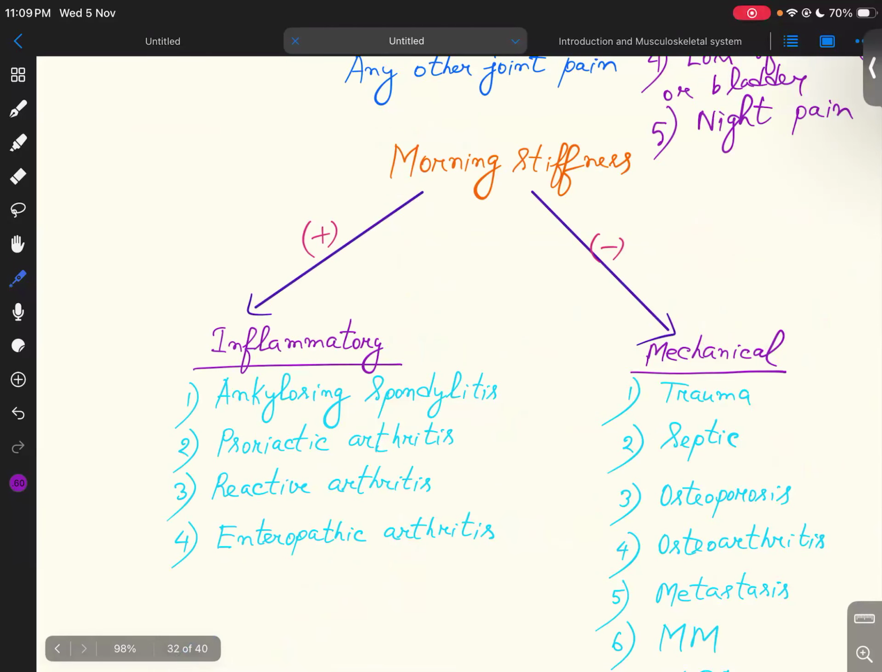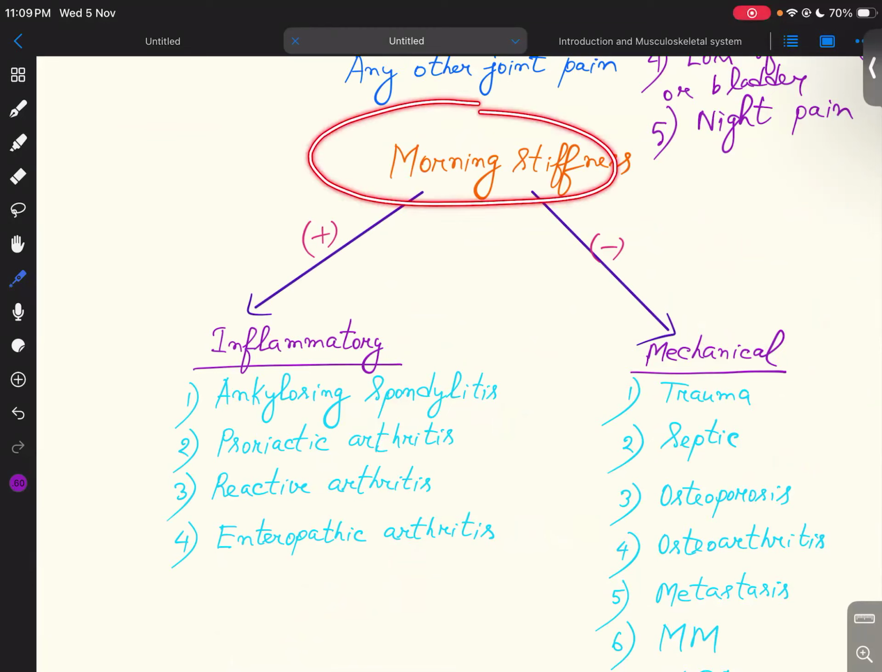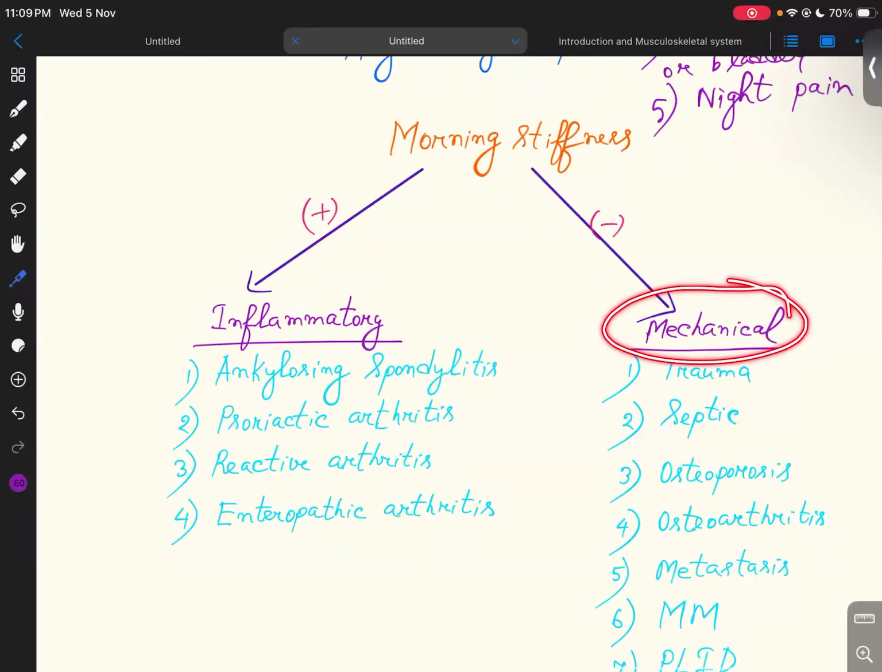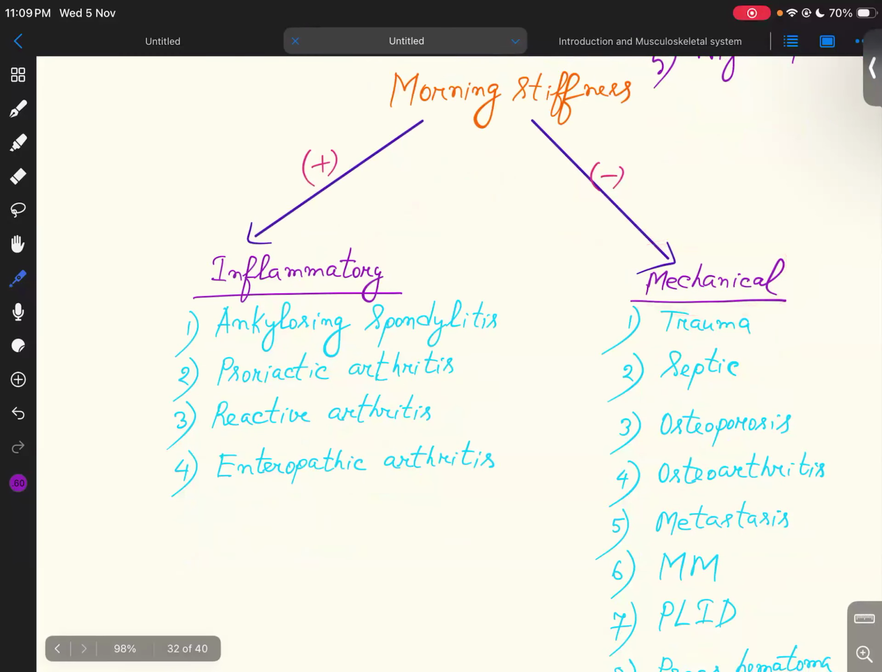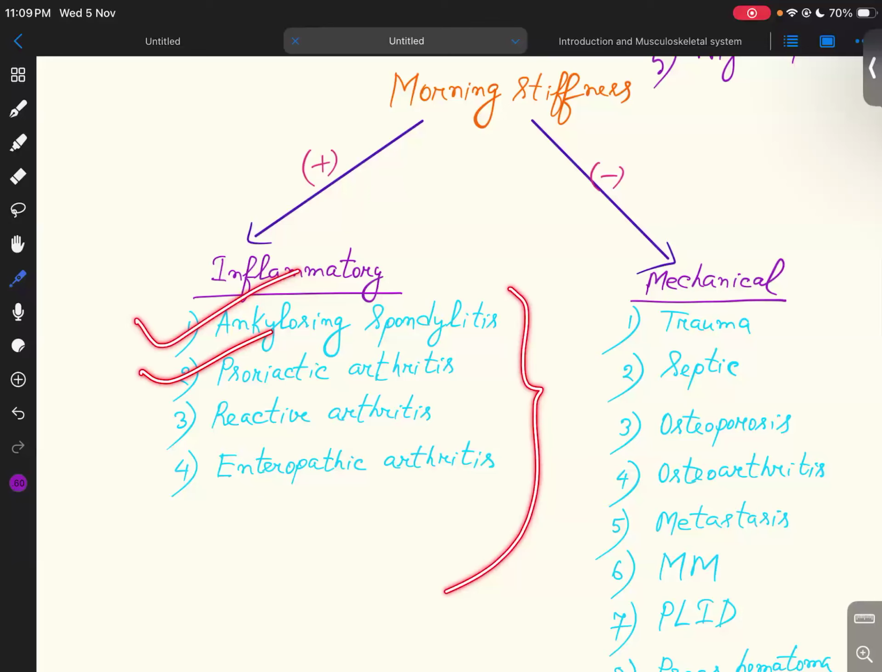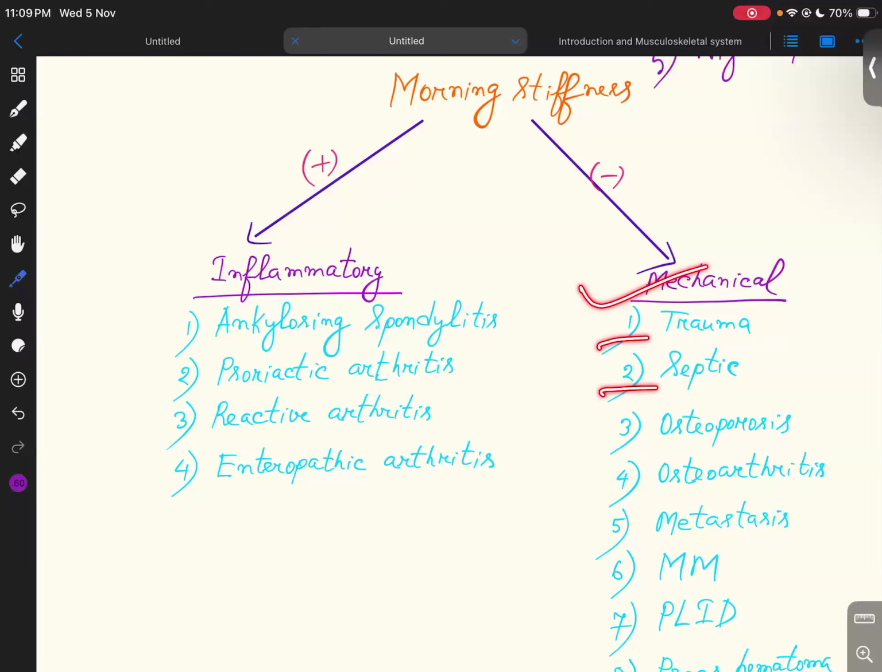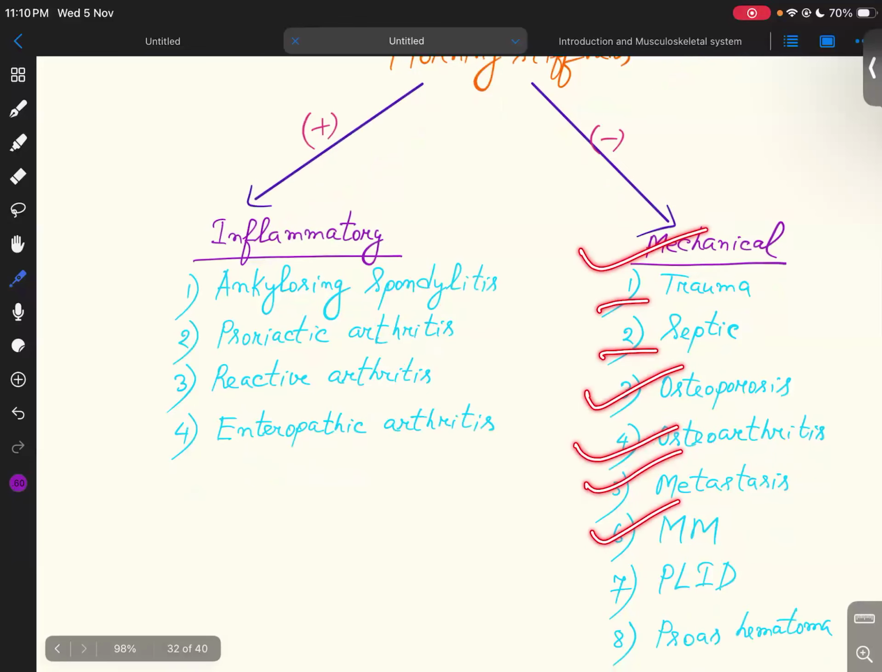So what are the differential diagnoses? If morning stiffness is positive, the cause of back pain is inflammatory. If it is negative, the cause is mechanical. The inflammatory causes of back pain are the seronegative spondyloarthritides: ankylosing spondylitis, psoriatic arthritis, reactive arthritis, and enteropathic arthritis. For mechanical pain, it will be either due to trauma, septic arthritis, osteoporosis, osteoarthritis, metastasis, multiple myeloma, PLID, and psoas hematoma.